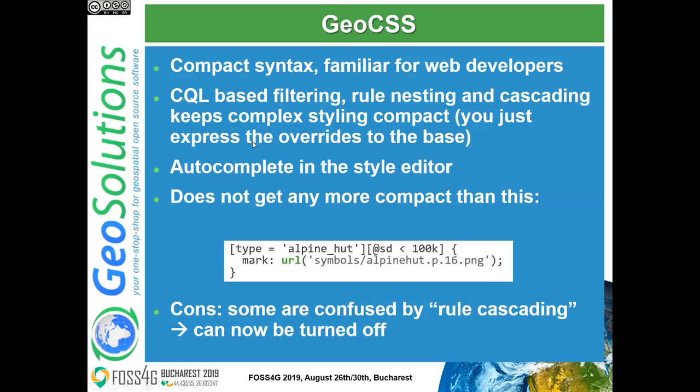GeoCSS also uses CQL for rule-based filtering. It supports cascading, it supports rules nesting, it has autocomplete, and it's very, very compact. All I need to say to get the Alpine app to show up is this, three lines, saying the type has to be alpine hat and the scale denominator has to be less than 100,000, then please use as the mark this symbol. Done.